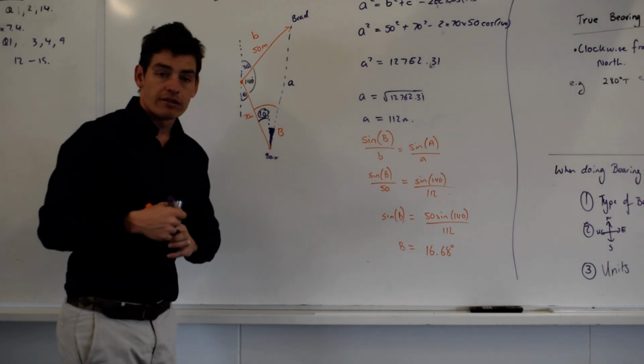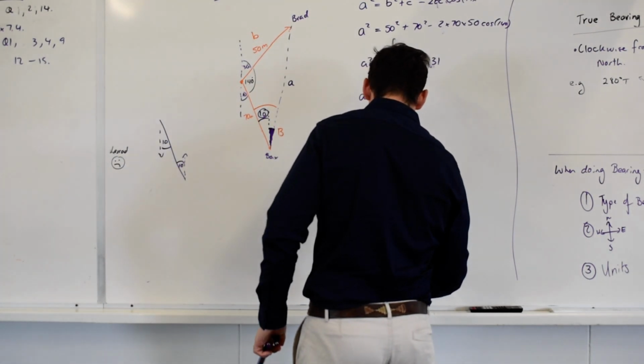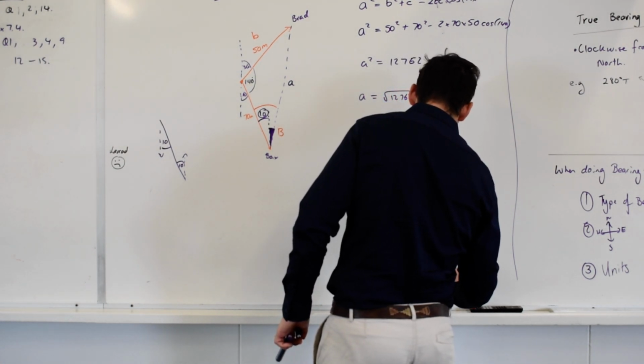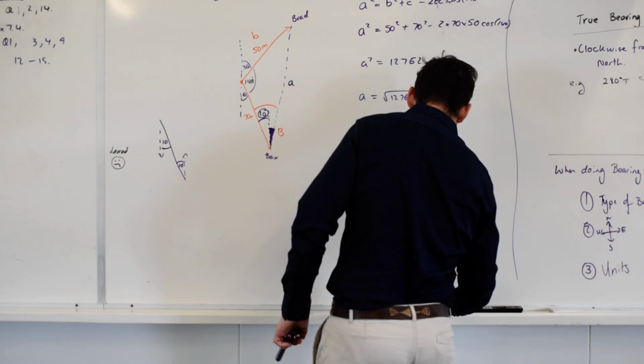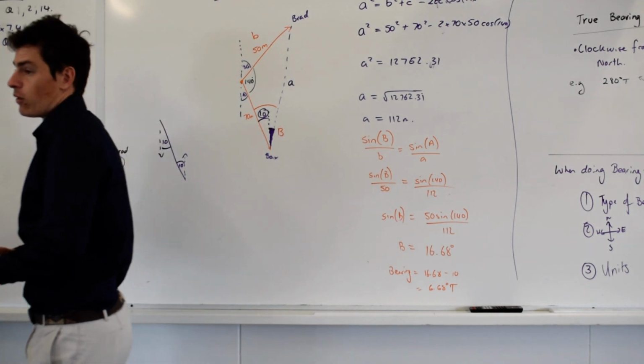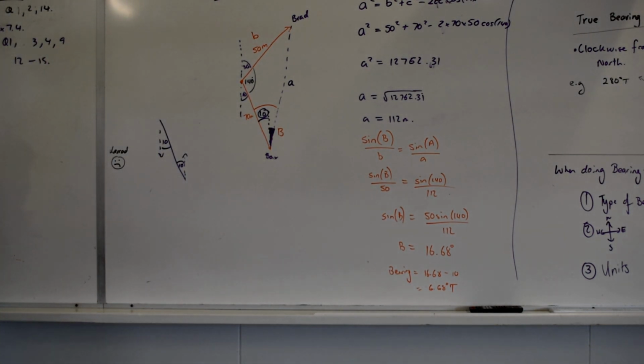So what's the bearing? 6 point what? So the bearing is 16.68 minus 10, 6.68 degrees true. Now if I wanted to do a compass bearing, what would that be? North 6.68 east. Happy with that?